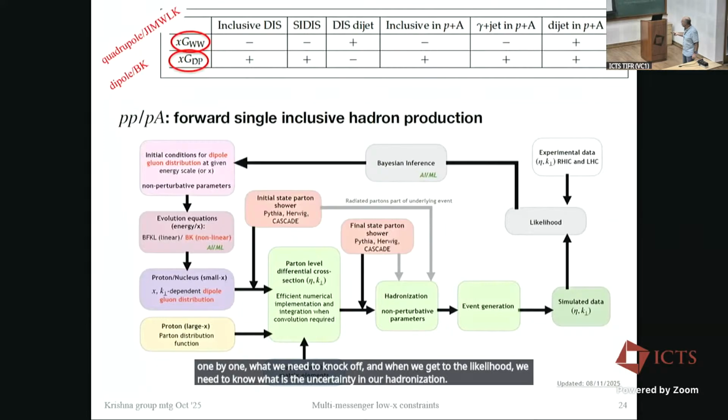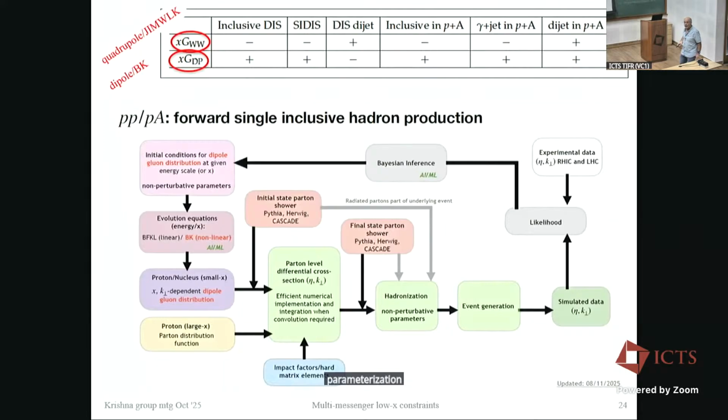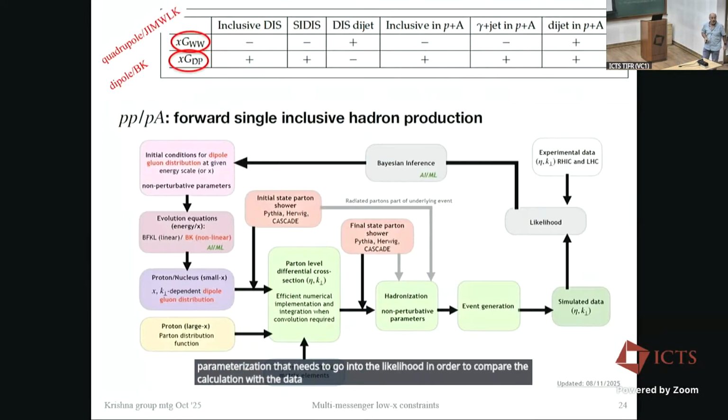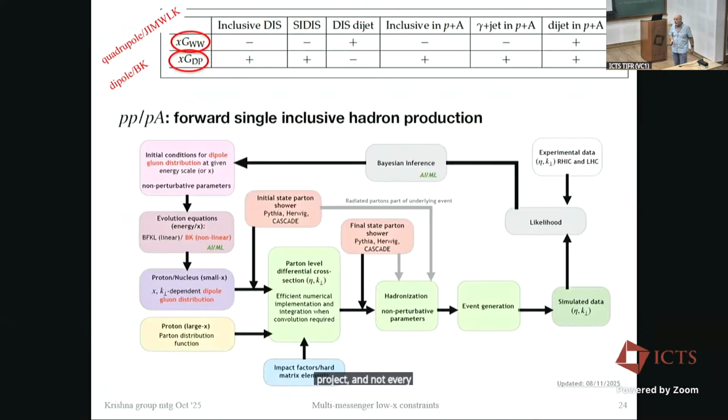parameterization that needs to go into the likelihood in order to compare the calculation with the data. So it sounds like a daunting task, and indeed it is, and it's a multi-year project, and not every measurement observable is of equal validity because of calculational limitations.